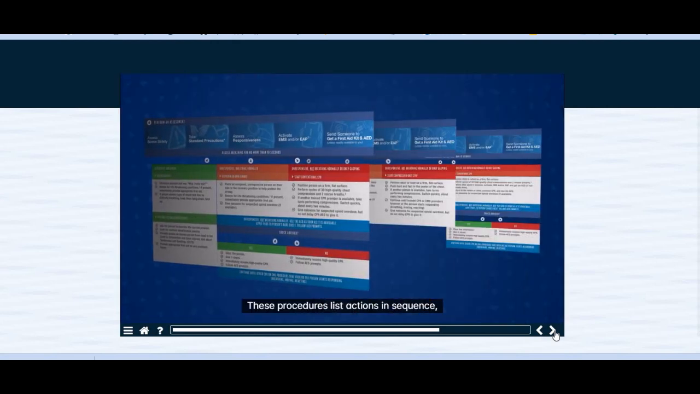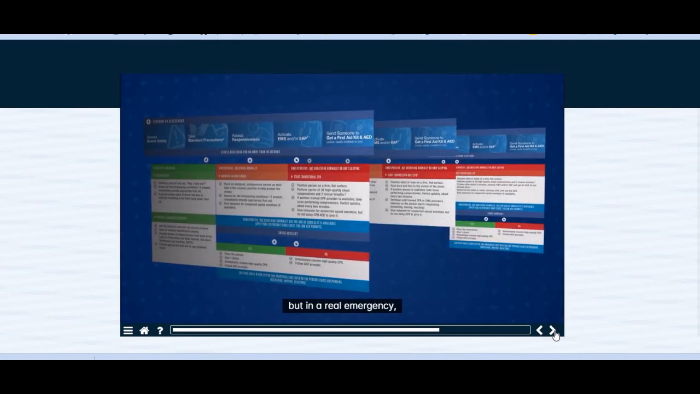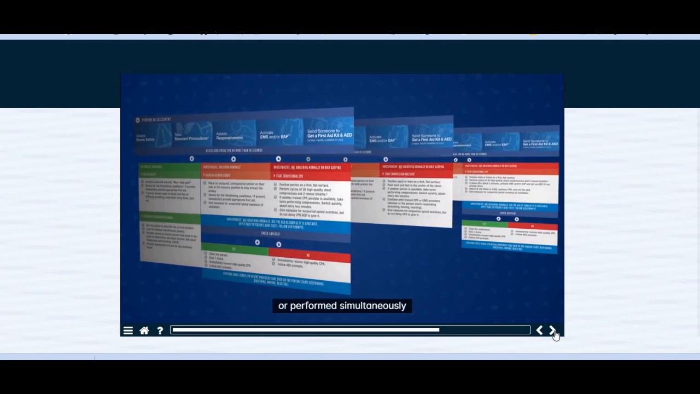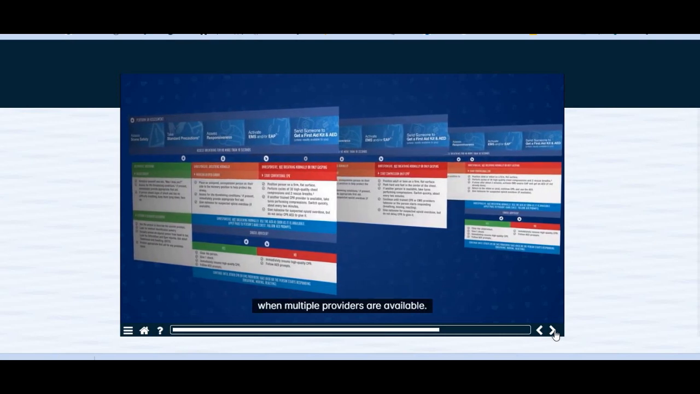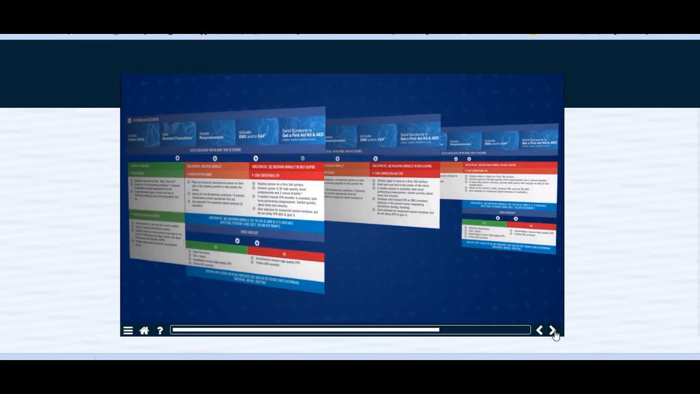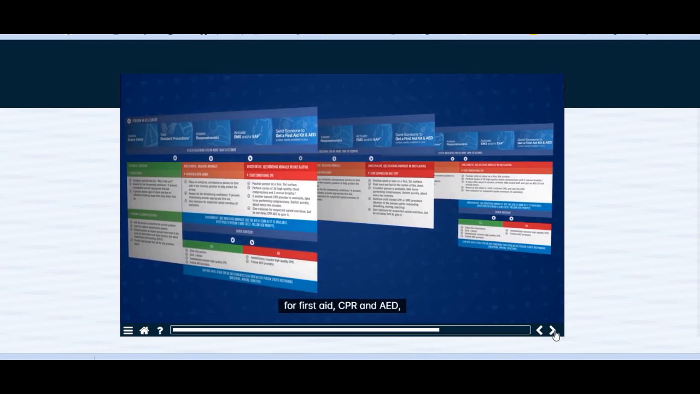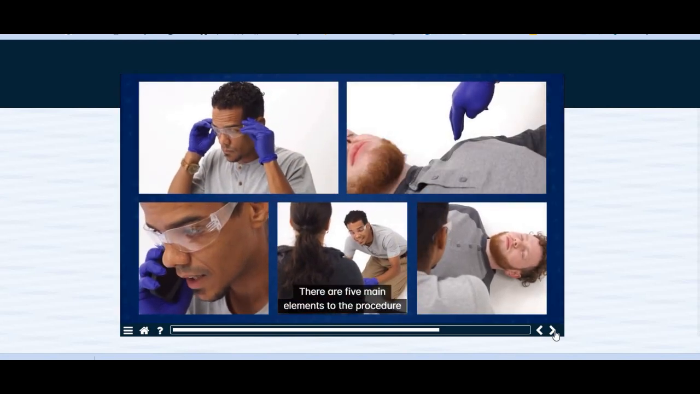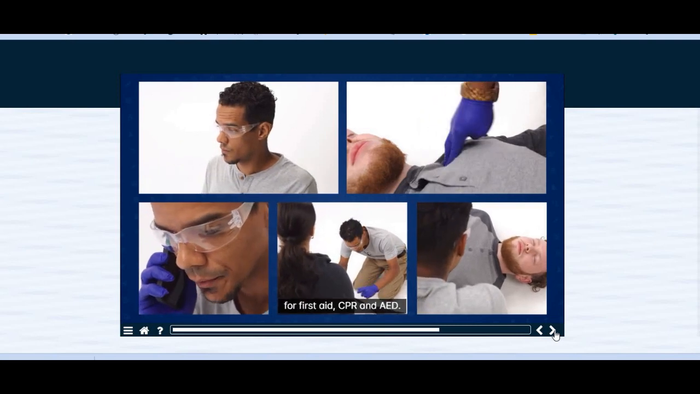These procedures list actions in sequence, but in a real emergency, they may need to be carried out in a different order or performed simultaneously when multiple providers are available. Although there are separate procedures for first aid, CPR, and AED, the first steps are always the same. There are 5 main elements to the procedure for first aid, CPR, and AED.